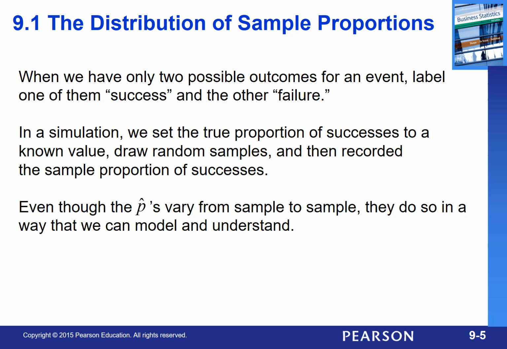So when we look at the simulation, all of our p hats came out different because we were doing random draws of random samples, and then we looked at the proportion of successes in those samples. So even though p hat is going to vary from sample to sample, it's going to be in a way that we can actually model because it had a clear and defined shape.